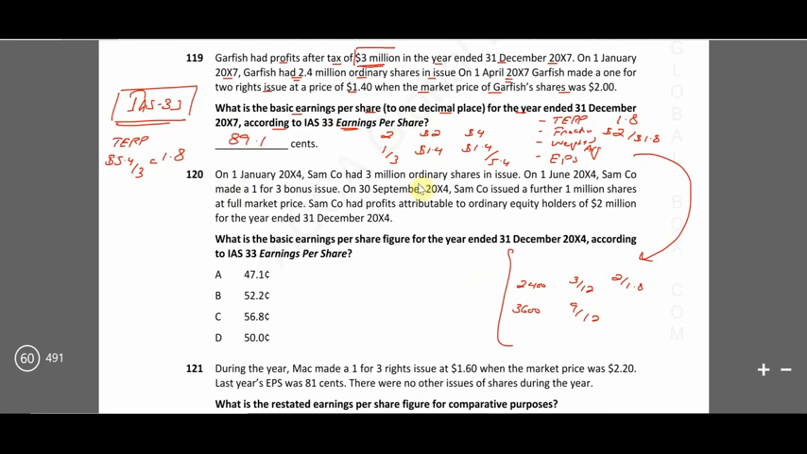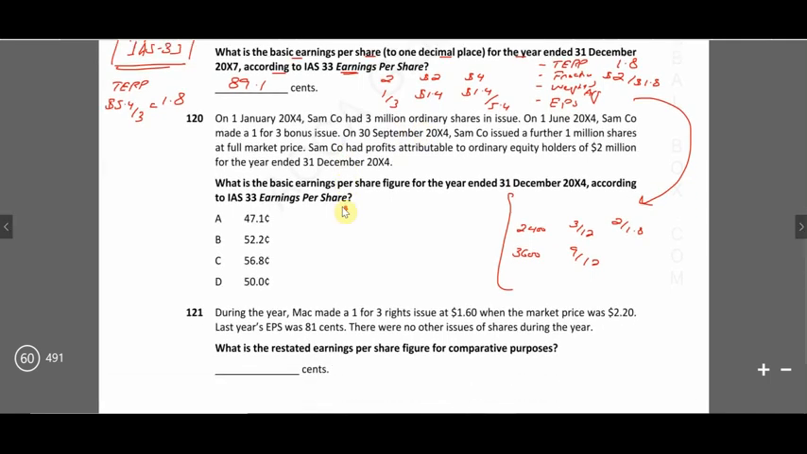Now be aware of this thing, that whenever you have a rights issue, we need to follow the steps: the theoretical ex-rights price, the fraction, the weighted average, and then the EPS. The 5th step is calculating the restated EPS. We are having that thing in another question. In this question we were asked regarding the basic earnings per share. Alright, going towards question number 120.